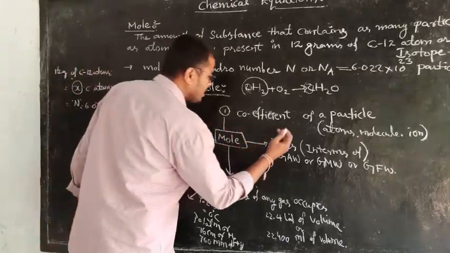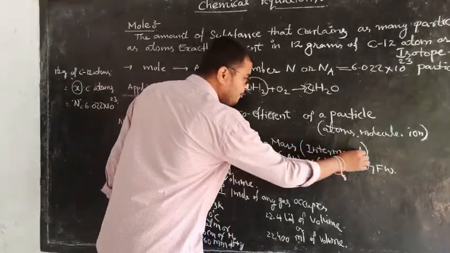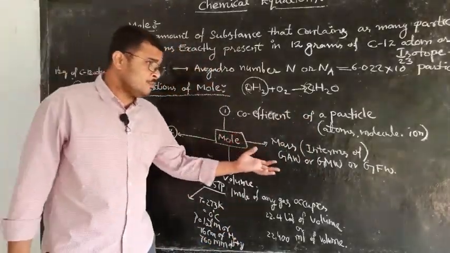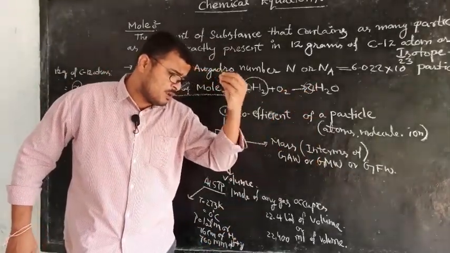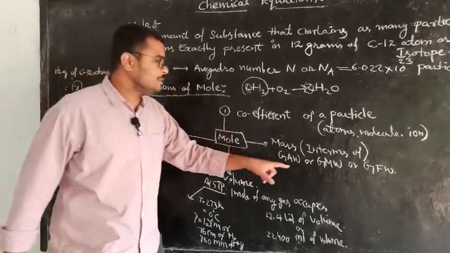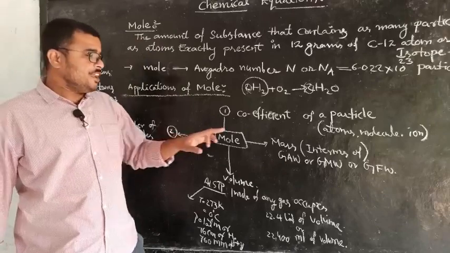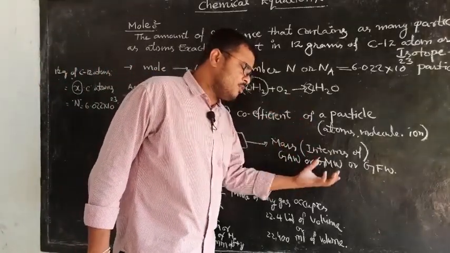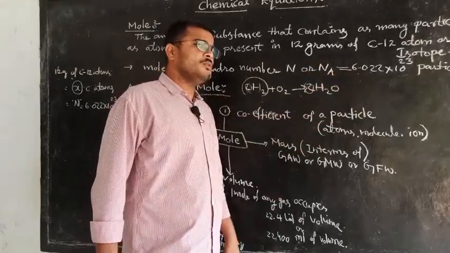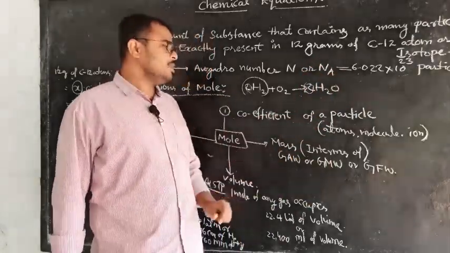Now next we go to the third application, in terms of weight or mass. This is the most important. 1 mole of any atom, if you take 1 mole of any atom, that must be equal to the gram atomic weight. If you take 1 mole of any molecule, that must be equal to the gram molecular weight of that molecule.